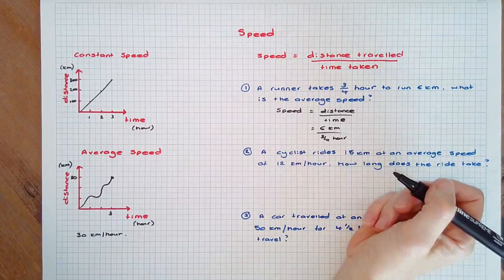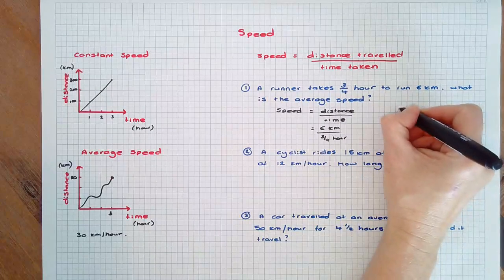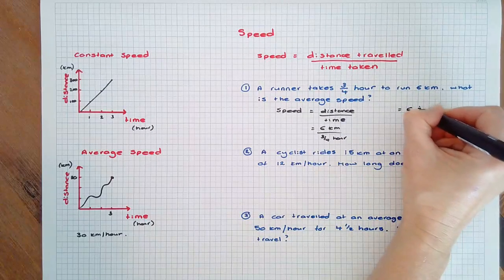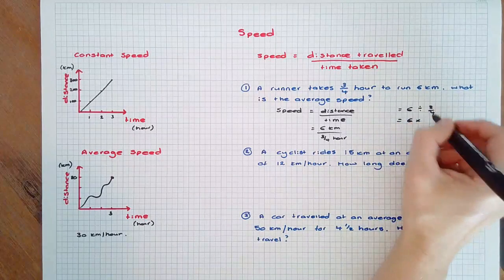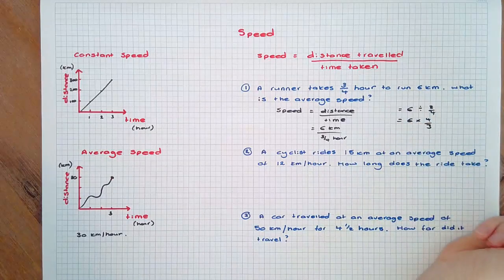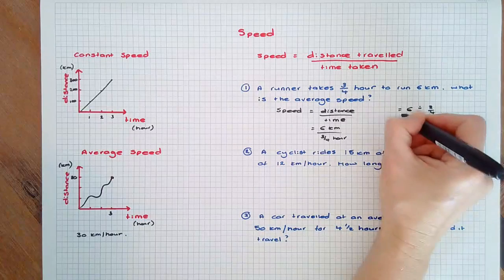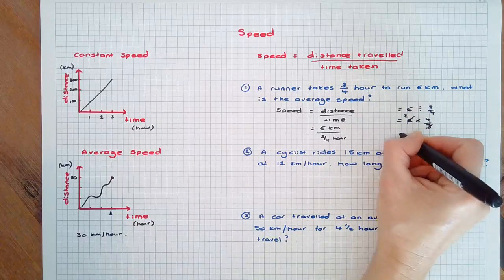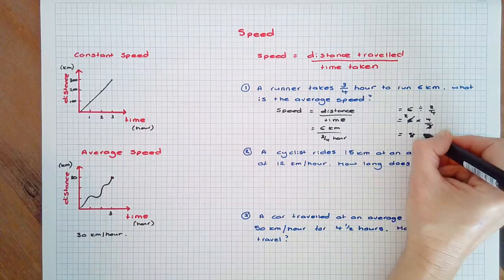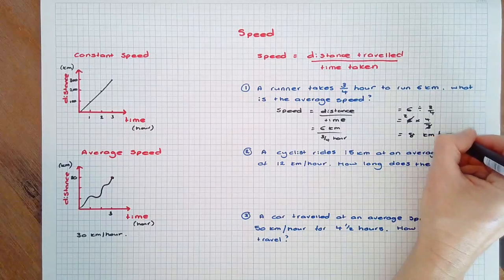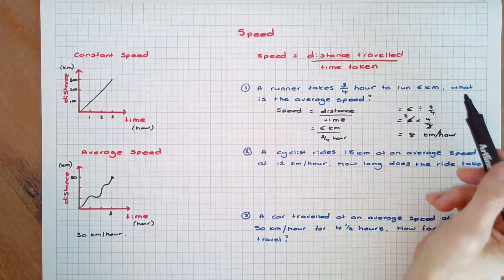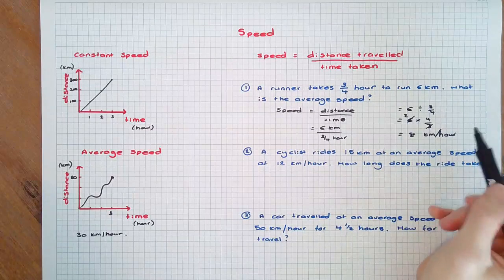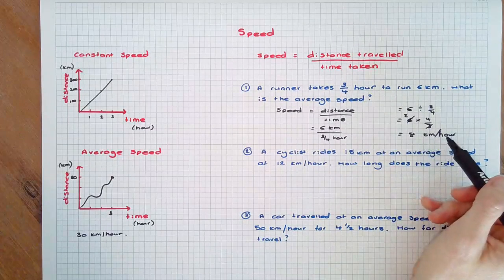6 divided by 3/4, just coming over to the side because I've run out of room, is the same as saying 6 multiplied by the reciprocal, 4/3. Using some cancelling very quickly, I can see it's 2 times 4, which is a final answer of 8 kilometres per hour. That is, travelling 6 kilometres in 3/4 of an hour is an average speed of 8 kilometres per hour.